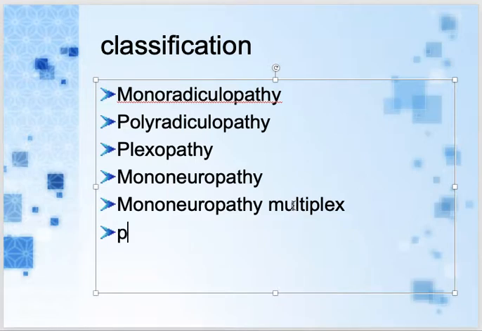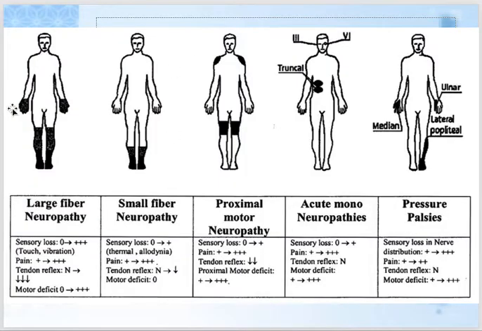Then there is polyneuropathy. Again, we know what mononeuropathy is, and polyneuropathy is when more than one of the nerves are involved. So for example, what do you think about this one?